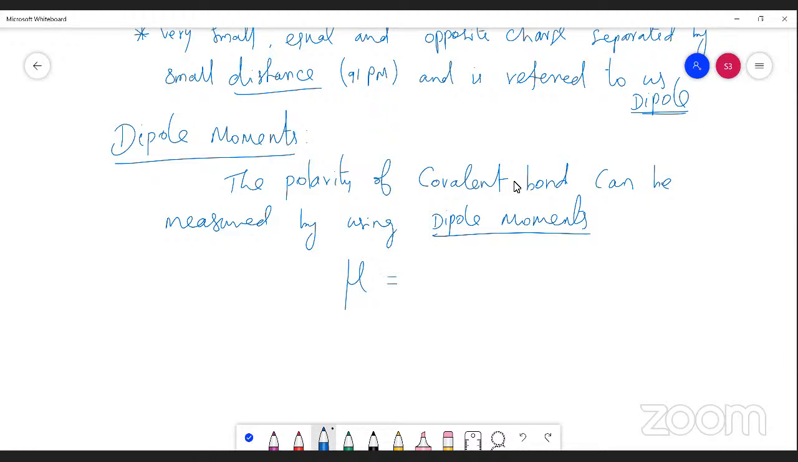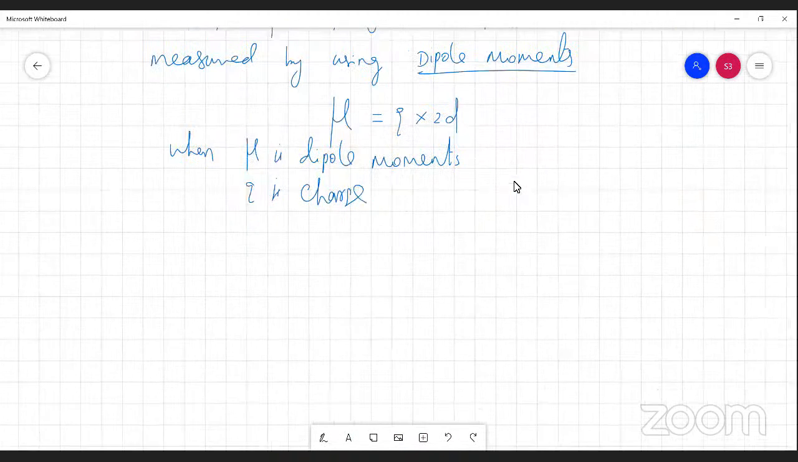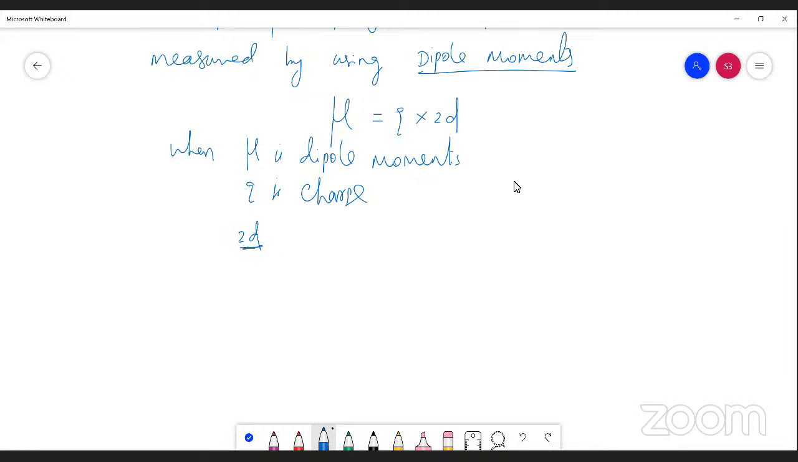mu, which is equal to Q into 2D, where mu is the dipole moment, Q is the charge of the atom, and 2D is the distance between the two charges. It is the dipole moment.